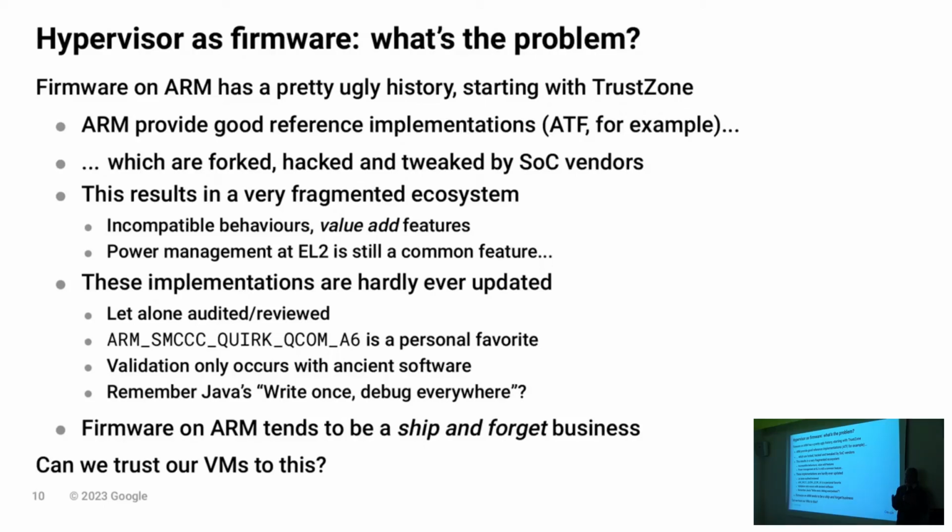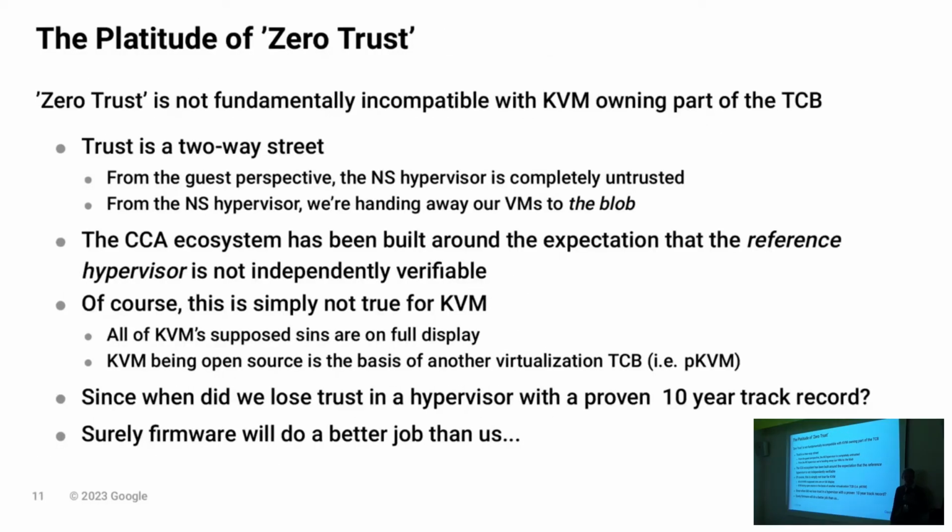So, we're going into this thing with the promise of write once, run everywhere, but really this is becoming write once and debug everywhere. So we don't want to be in a model of a ship and forget business for our RMM. It's very uncomfortable to build a hypervisor around that. So does this really make sense for us, and can we really trust our VMs to such an entity?